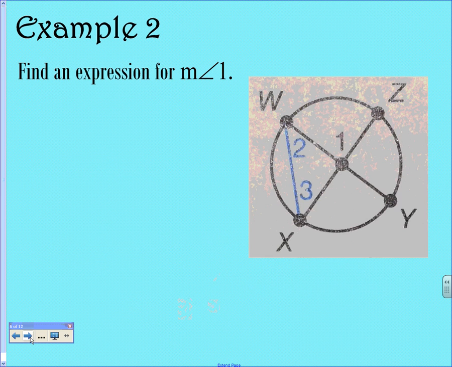Okay, so let's look at an example. Find an expression. We're not going to have an actual number answer for angle 1, but angle 1 would equal what? Okay, arc WC.